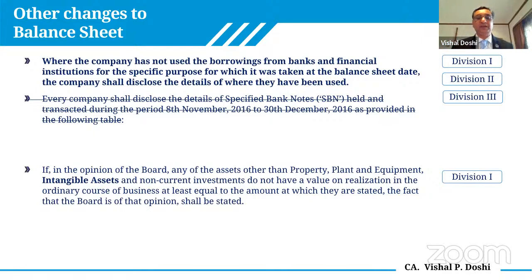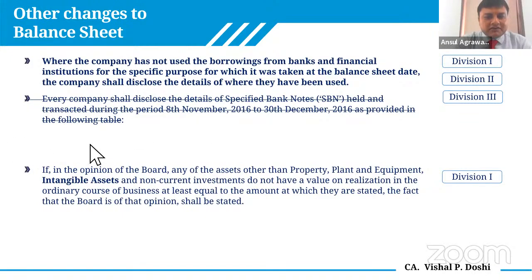Please include it. If you are already including it, then just ensure that by way of this amendment, they have added the words intangible assets. Until now it was only property, plant, equipment and other non-current investments; now they have added intangible assets, so you should add intangible assets. So if you are not giving it, start giving it. If you are giving it, just ensure that you have included intangible assets also in that list.